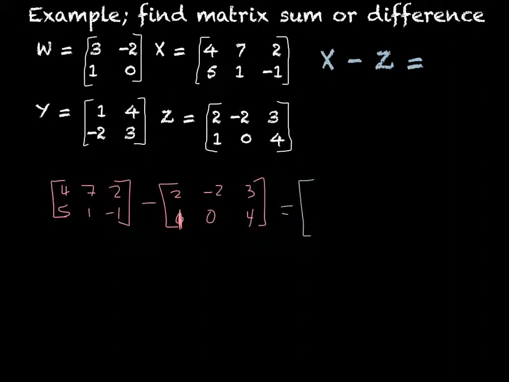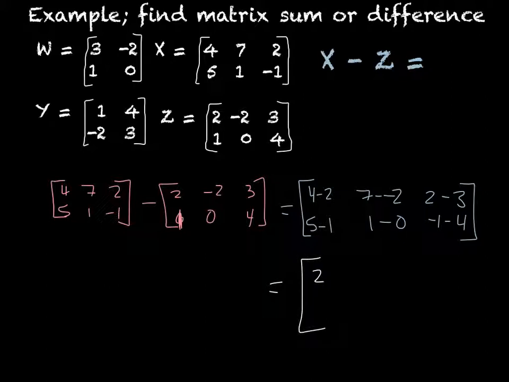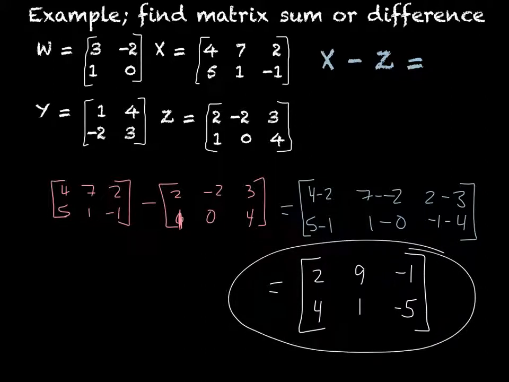So that would make it 4 minus 2, 7 minus a negative 2, 2 minus 3, 5 minus 1, 1 minus 0, and negative 1 minus 4. So the resulting matrix would be 2, double negative 7 plus 2, which is 9. 2 minus 3 is negative 1. 5 minus 1 is 4. 1 minus 0 is 1. Negative 1 minus 4 is a negative 5. So there's your resulting matrix, a 2 by 3.